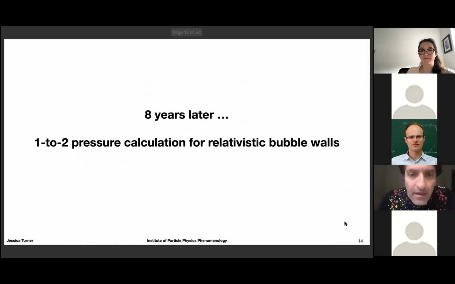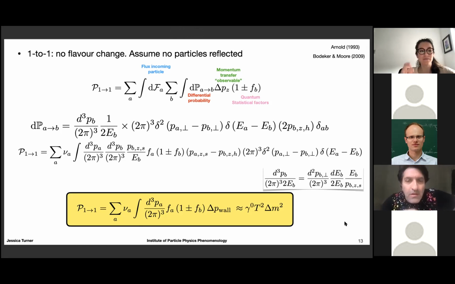Jessica, can I ask a question for clarification? So this kinematics and then the calculation assumes that the wall is rigid. There is no recoil of the wall. Yes, this assumes the wall's rigid and infinitely thin. Okay. So what would be if it's not rigid?